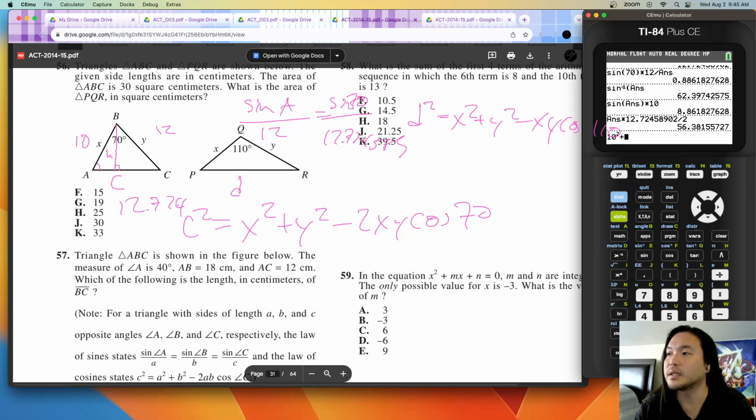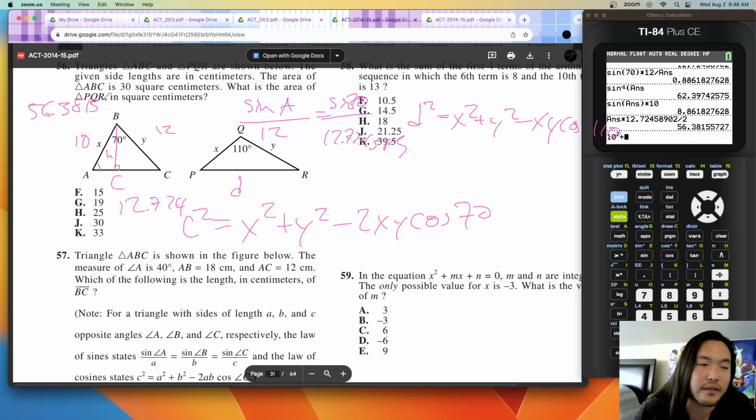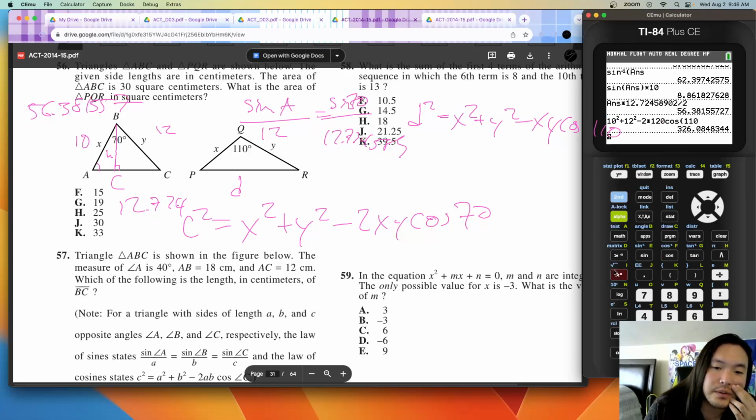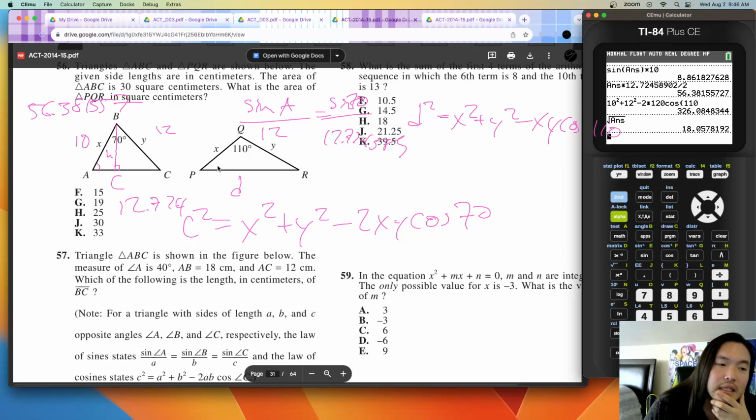Let's write that down. So here, before I move on, if this is 10 and this is 12 and this is 70, the area would be 56.381557. And then this one, 10 squared, 12 squared, minus 2 times 120 cosine 1 time. So this time, this one is going to be the square root of this number. This is 18. And then we can do the same thing, right? So we do the exact same thing as before.